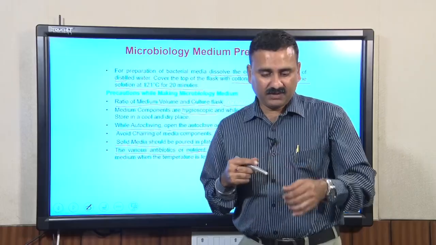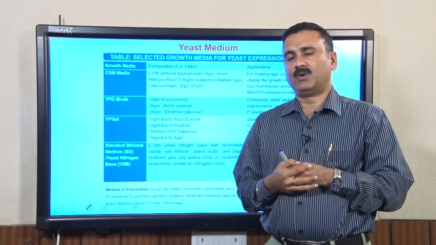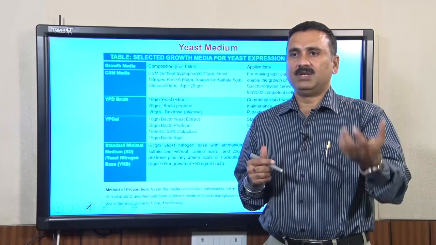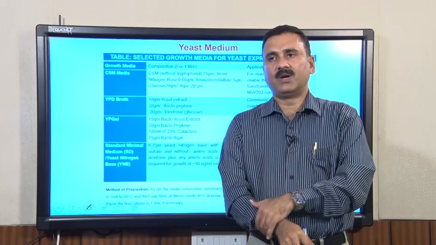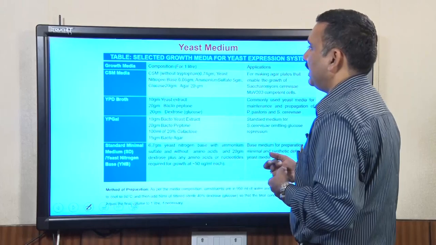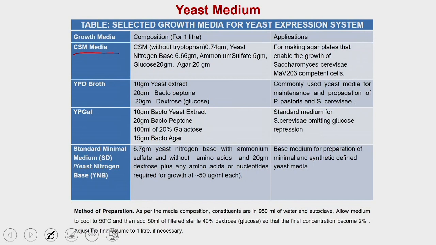So let's see what are the different media available for the eukaryotic cells. Initially we will take up the easiest eukaryotic cells, which are called yeast cells. Yeast are unicellular eukaryotic cells, and these are the selected media we can use for yeast propagation: CSM media, YPD media, YP Gal media, and standard minimal media.